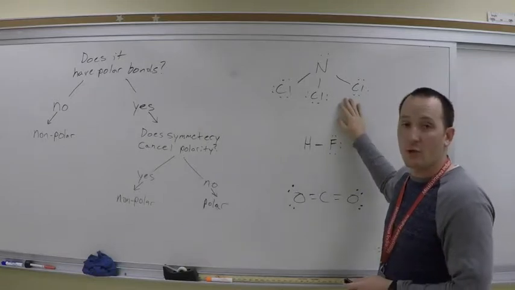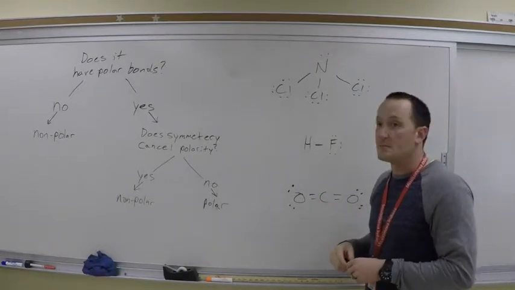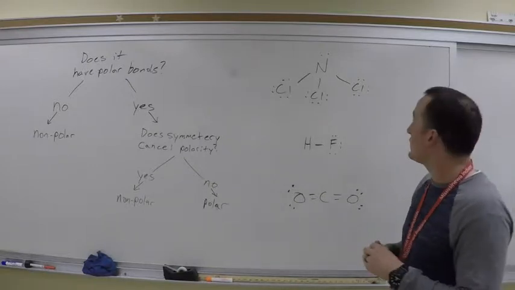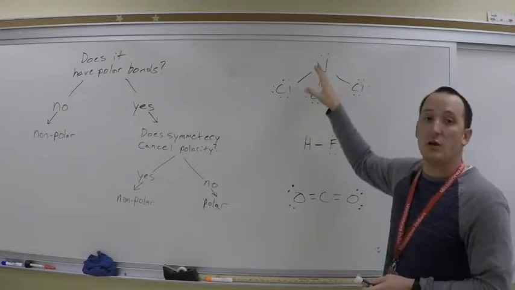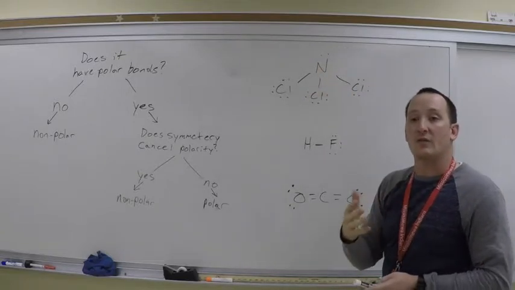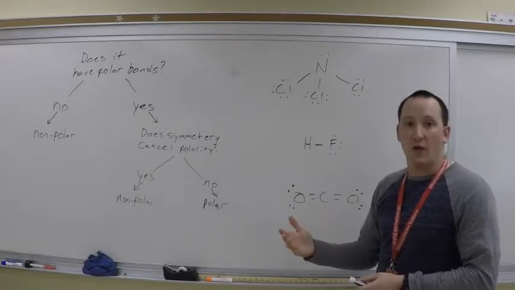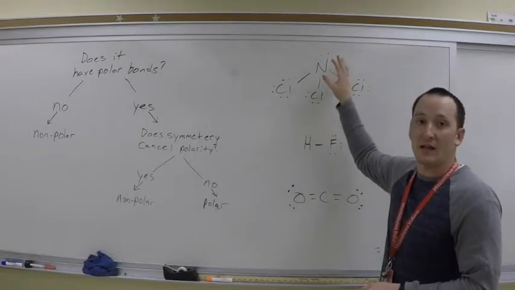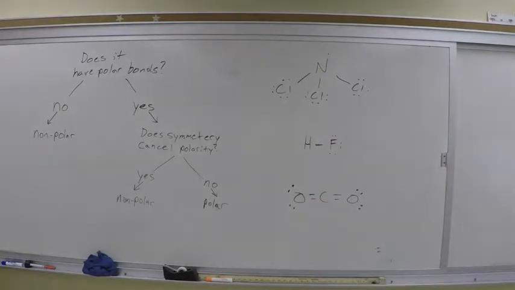So I'm going to start with this molecule first. My first molecule is NCl3, which would be called nitrogen trichloride. The first thing you need to do is consider the bonds and if the bonds themselves are polar. Remember, in order to do that, you have to get the electronegativities for each element. You can do that by using your periodic table.